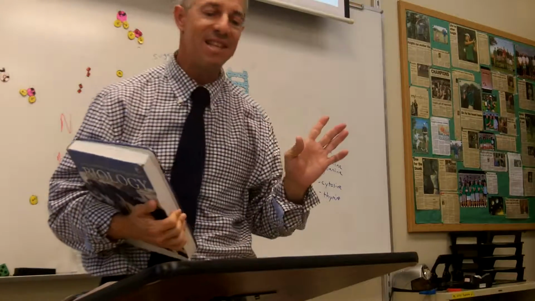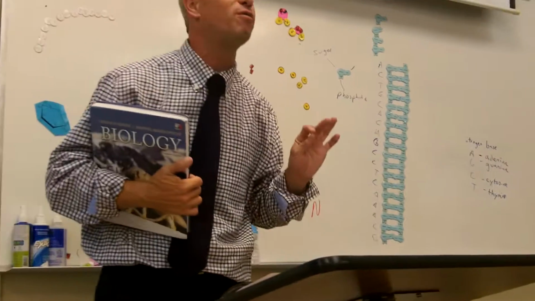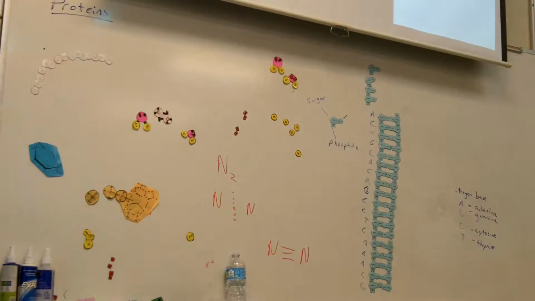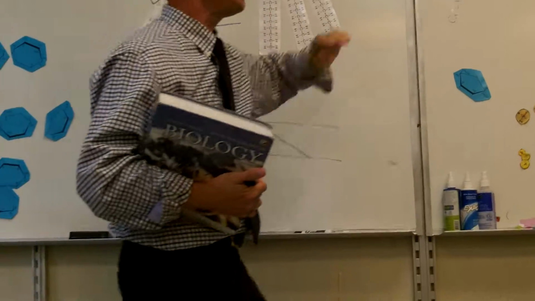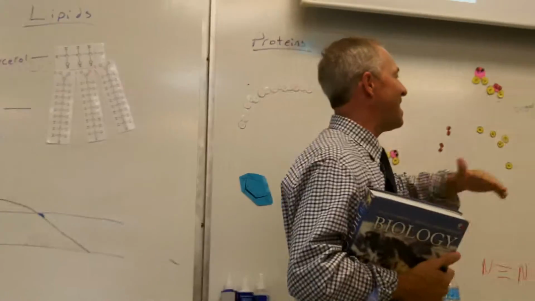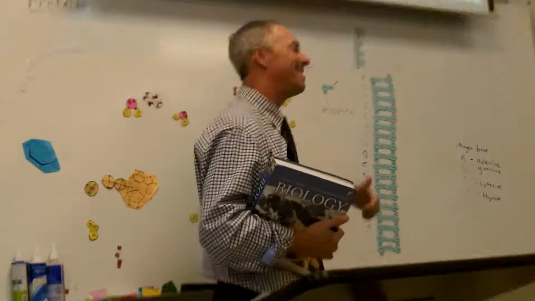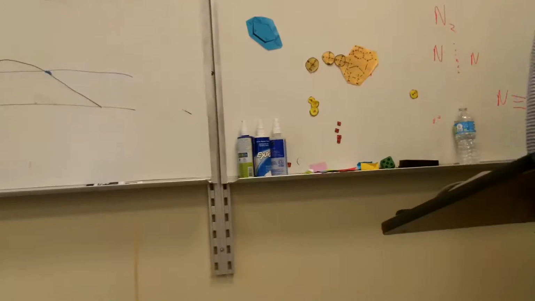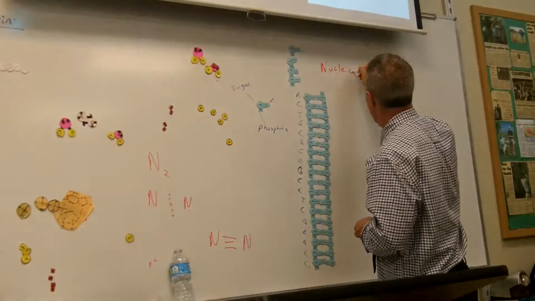So, let me give you an example of a question I might have on a quiz. Which of the following molecules are information carriers? A, carbohydrates. B, lipids. C, proteins. D, nucleic acids. D, nucleic acids. They're information carriers. These are for carrying information in cells. Isn't that neat? So these are nucleic acids.